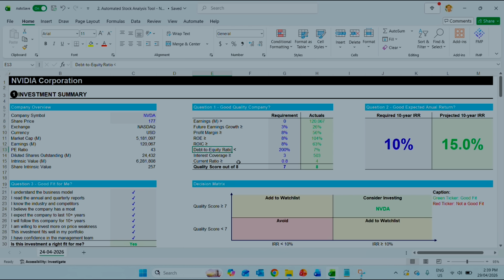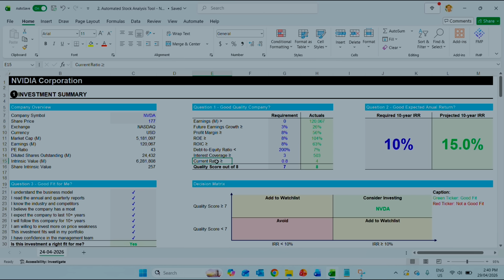Debt to equity ratio, excellent. We want something under 200%. Here we've got only 7%, so that's perfect. Interest coverage, so that's basically the ability of the company to pay its debt interest. So very good here. We want a minimum of 3, and we've got 500, so they can easily pay their debt interest. Current ratio, we want something above 0.8, and we've got 4.